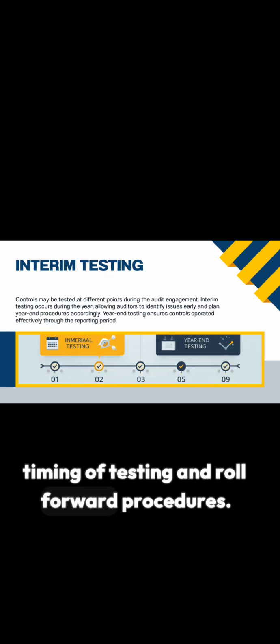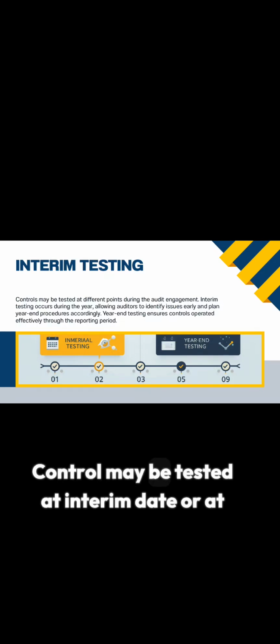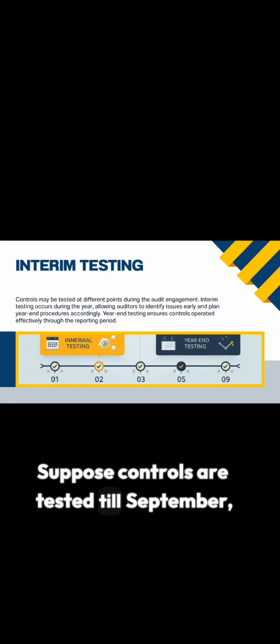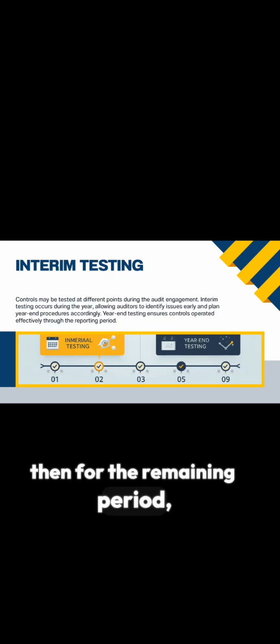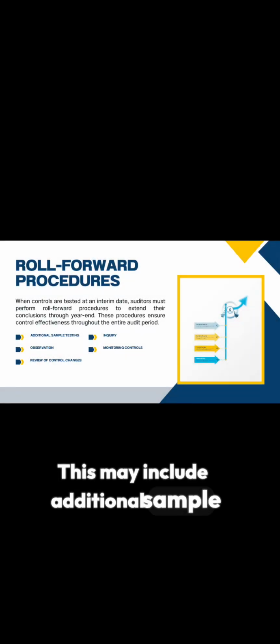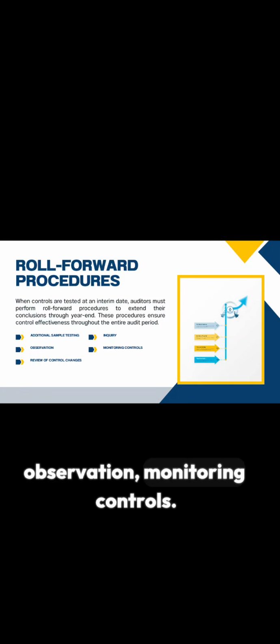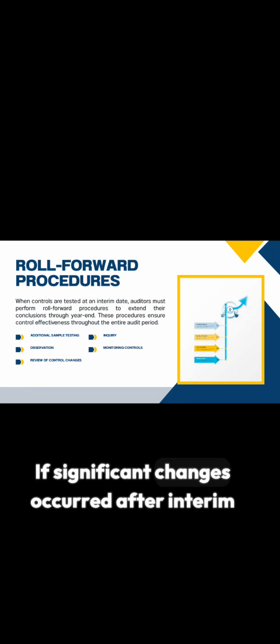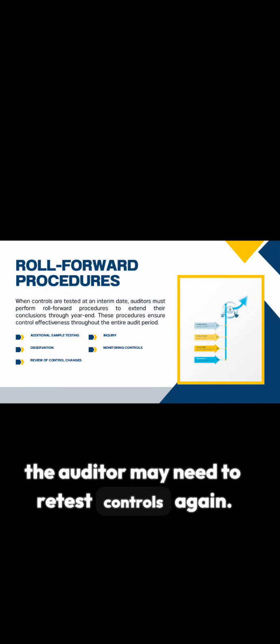Part number 8, timing of testing and roll forward procedures. Controls may be tested at an interim date or at year end. Suppose controls are tested till September, then for the remaining period, the auditor performs roll forward procedures. This may include additional sample testing, inquiry about changes, observation, and monitoring controls. If significant changes occurred after interim testing, the auditor may need to retest controls again.